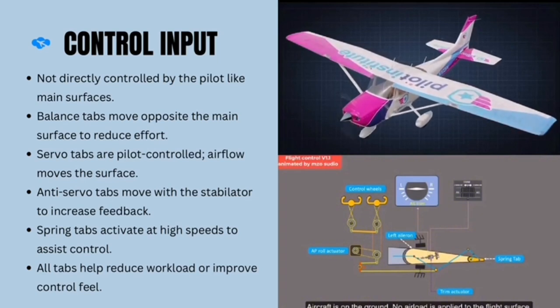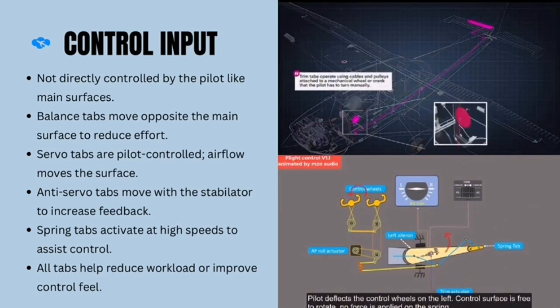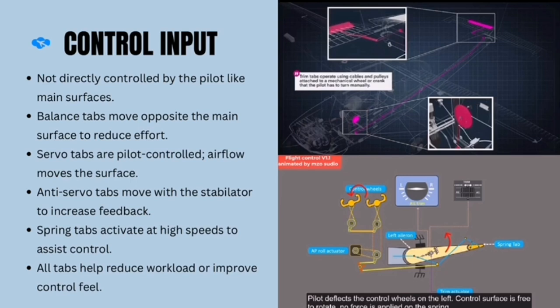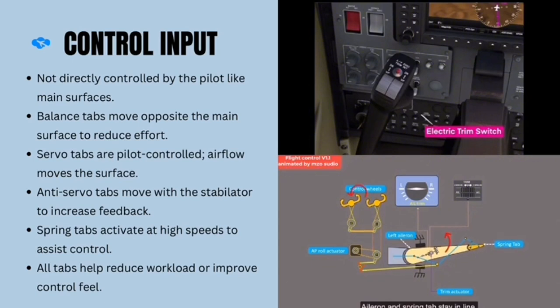Okay, next we got control input. Let's talk about how the control force reducing devices help with the pilot input. These tabs don't work like the main control surfaces. Instead of being moved directly by the pilot, they move in response to or with the control surfaces to reduce or adjust the control effort.